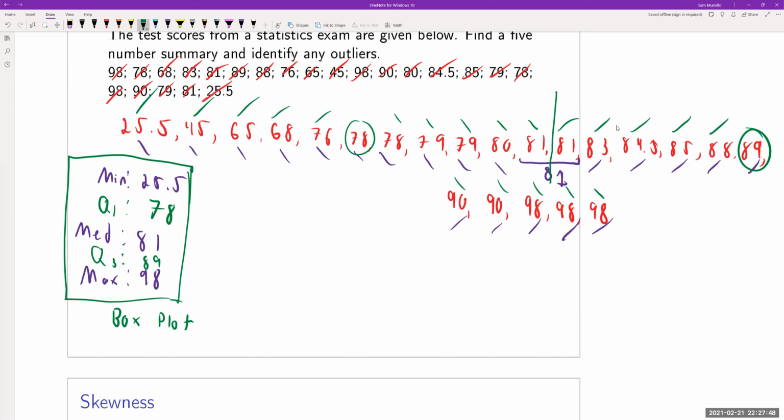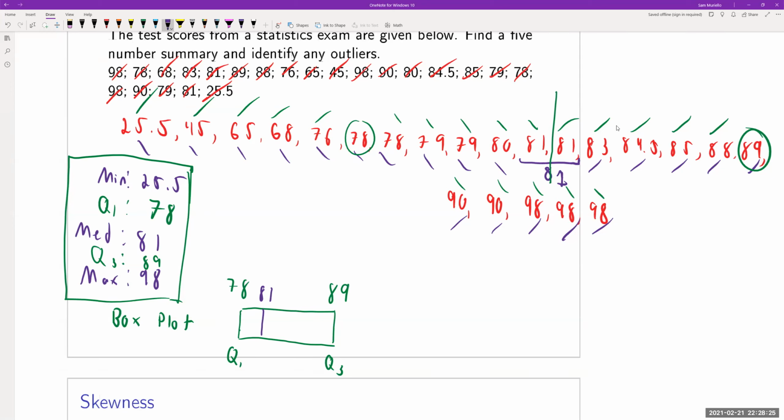The way that we'll make this graph, and we typically don't need it to be very nicely to scale, is we will draw a box, and at the ends of the box, we will have Q1 and Q3. So in this case, that's 78 and 89. Then the median will be drawn as a vertical line inside of the box. So in this case, that ends up being 81, which is much closer to 78 than it is to 89.